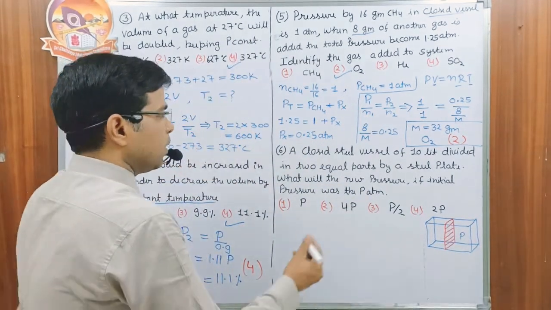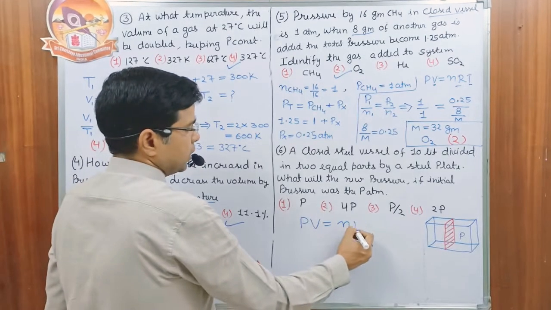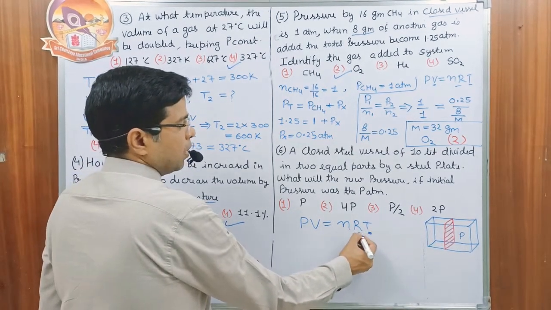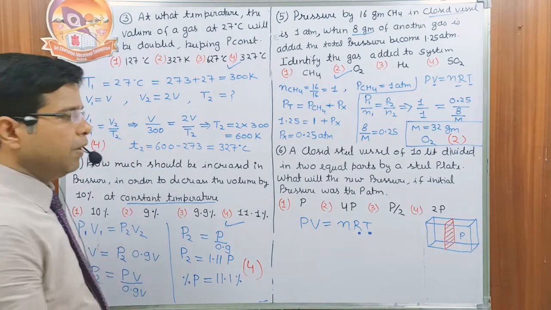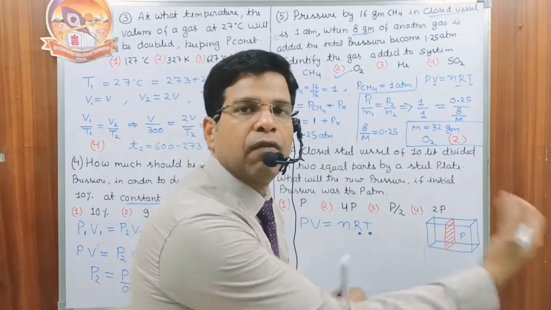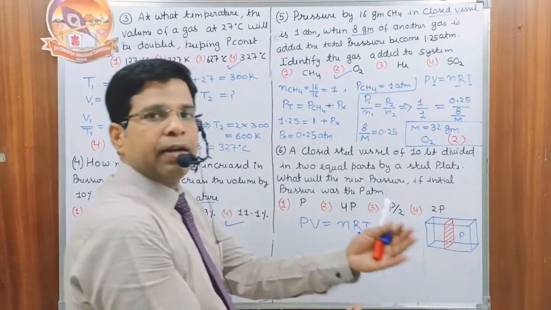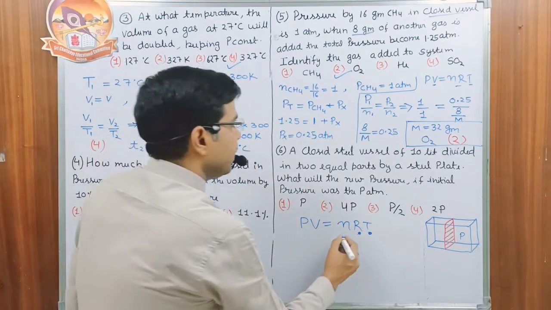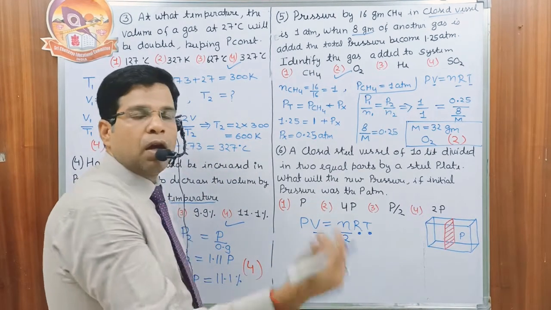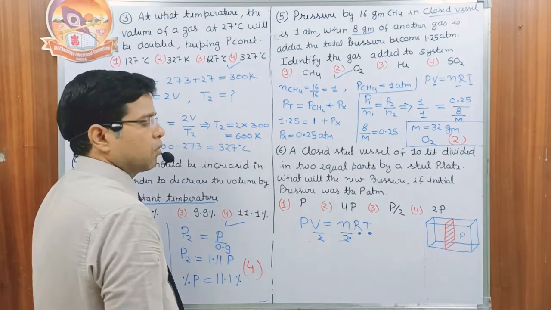How can we think about this question? PV is equal to nRT. Look, temperature is constant, R is constant. When I divide the volume into half here and half at that side, automatically half the moles are at that side and half the moles at this side. If I divide the volume by 2, the number of moles is also divided by 2. So this 2 will cancel out.